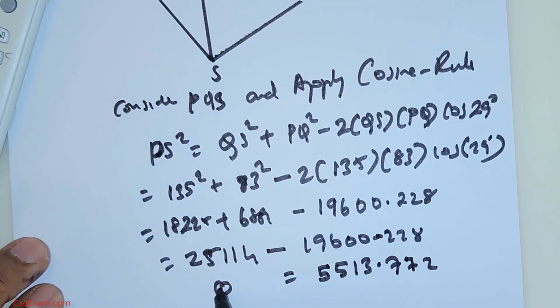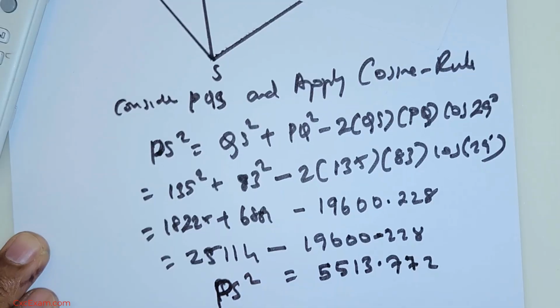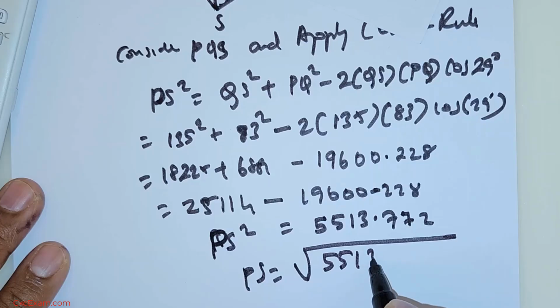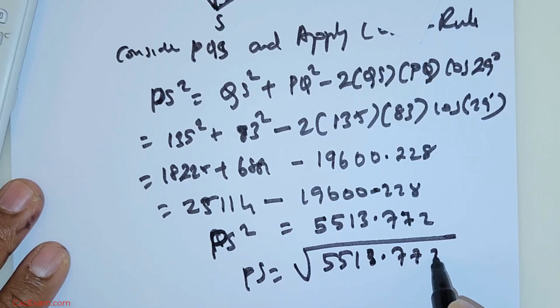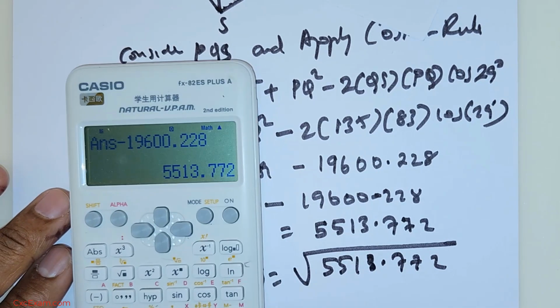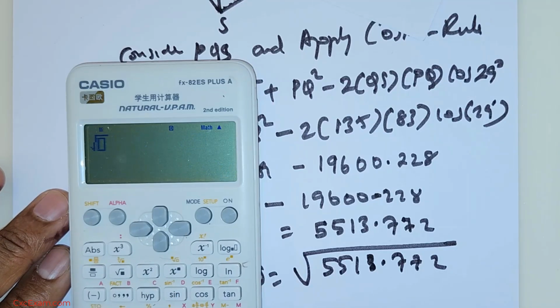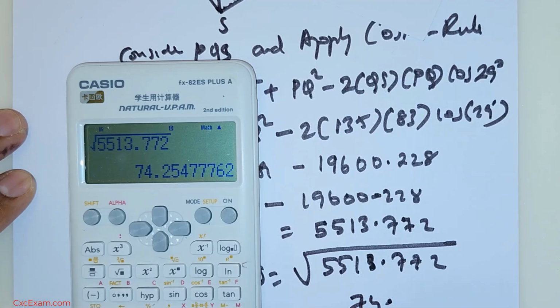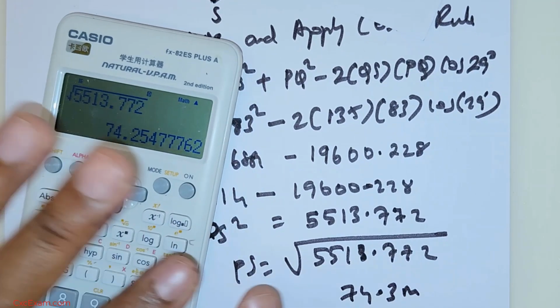And what is this? This is my PS squared. So therefore PS is equal to root of 5513.772. So you take a square root of 5513.772. So what do you get? You're getting a value of 74.25. I'll take it as 74.3 meters, right?